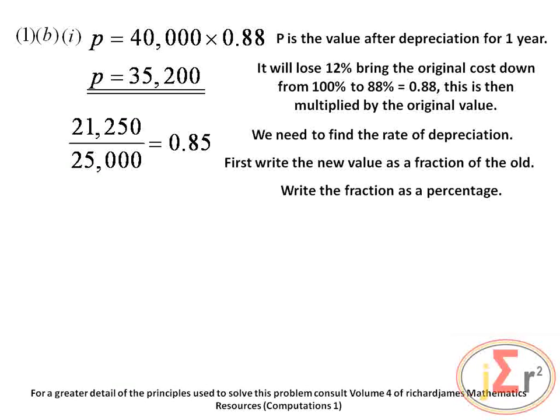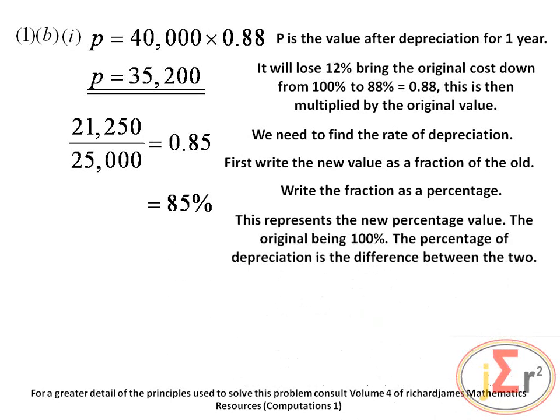And that fraction as a percentage will be 85%. This represents the new percentage value. The original being 100%, the percentage of depreciation is the difference between the two. So, if the value before the depreciation is 25,000, by working out the fraction, we get 0.85, and of course that is 85%. So, the new value is 85% of the old.